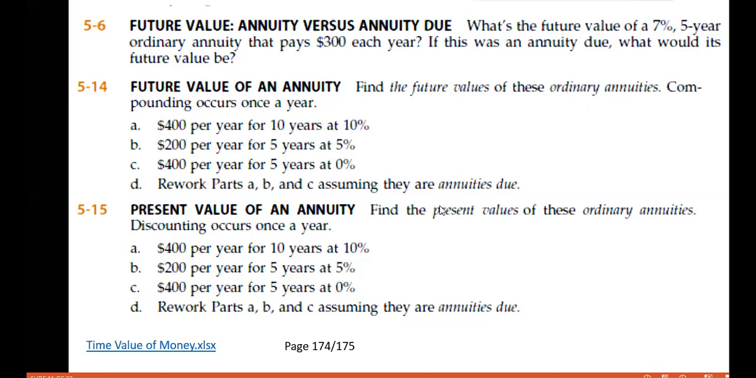And the D requirement is rework part A, B, C, assuming they are annuity due. So what we will have to do is to calculate ordinary annuities as well as annuities due.